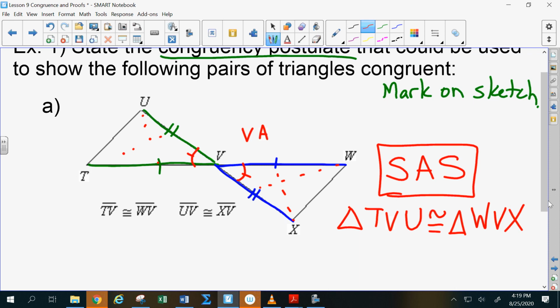If the problem does not already give you the congruency statement, I would like for you to write that in on your problem sets. If they already say what can be used to prove this, you do not have to rewrite this congruency statement.